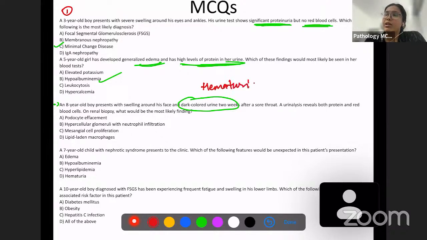We have hematuria here, and we have it after a sore throat. So we have hematuria after sore throat. A urine analysis reveals both protein and red blood cells. On renal biopsy, what is the most likely finding?